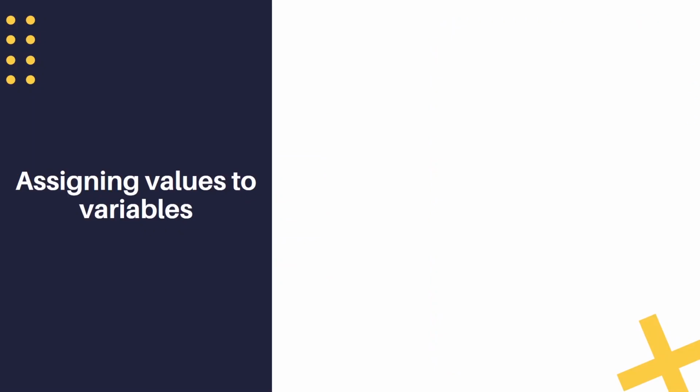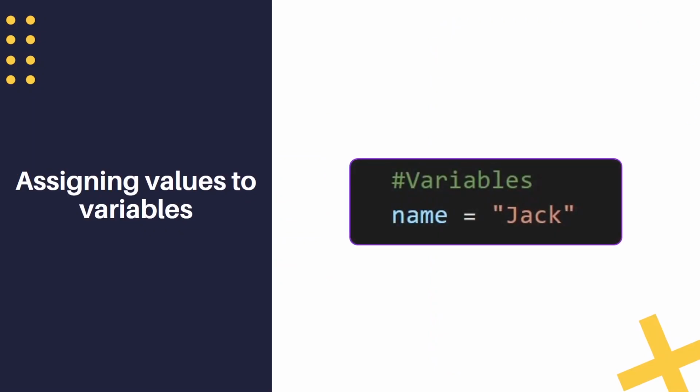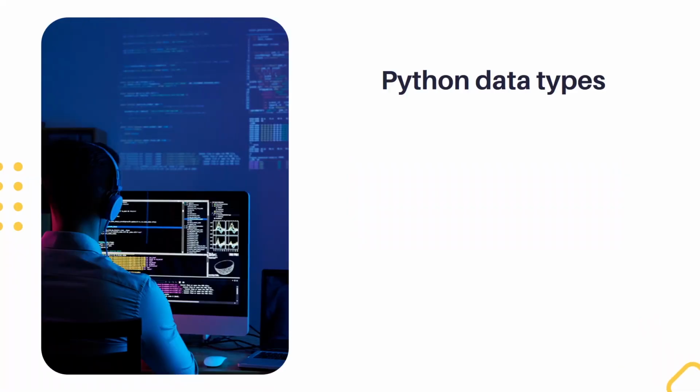Now, when working with variables in Python, we tend to assign some sort of value. In this example, you'll notice that we have a variable called name, and we've assigned a value of Jack to this specific variable of name. Now, it's quite important to be cognizant of the fact that there are several primitive data types in Python, and we can essentially assign these data types to any given variable that we create.